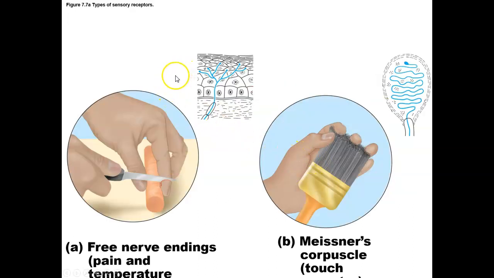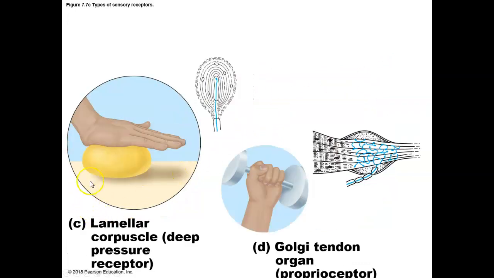So what are some types of sensory receptors? We have nerve endings that receive information about pain and temperature. We have touch receptors that receive information about different types of touch, and you can see those different free nerve endings versus Meissner corpuscles. Here we have pressure receptors, lamellar corpuscles.